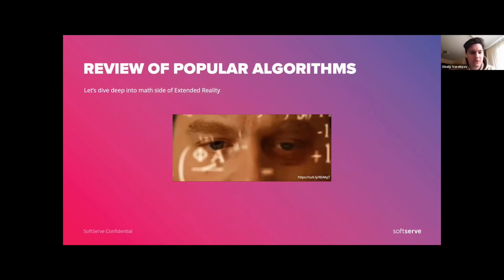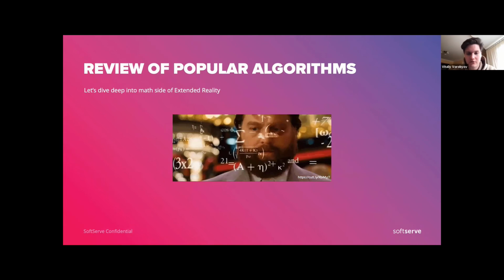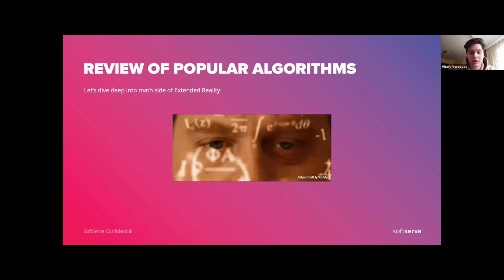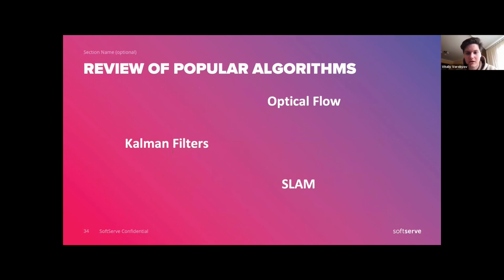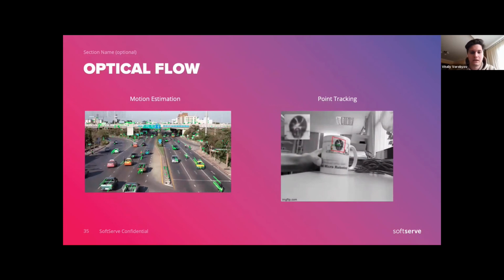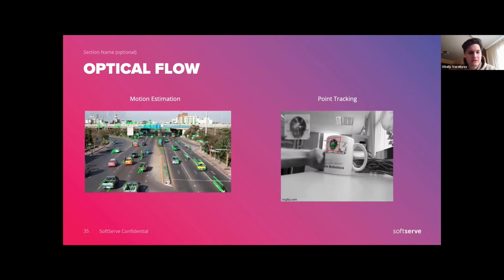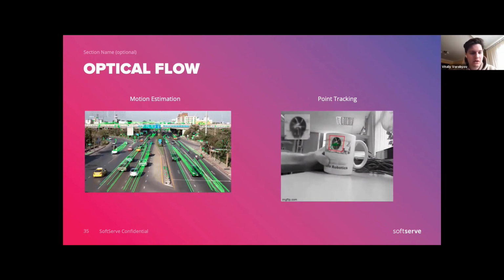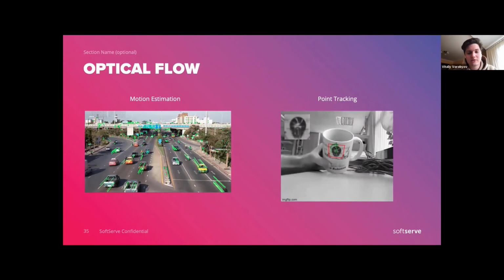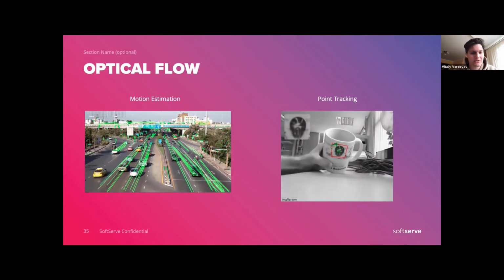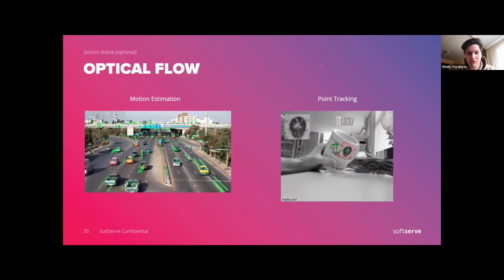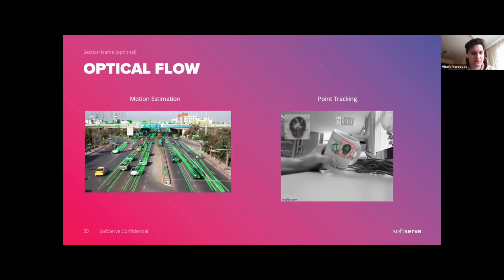Now let's proceed to the next part of our presentation, the review of classic computer vision algorithms, which are widely used in extended reality. I will provide a general review of some of the popular algorithms such as optical flow, Kalman filters, and SLAM. So let's start. The first algorithm is optical flow. Nowadays, it is mainly used for motion estimation, but we can rewrite this problem a little bit and try to use this motion in order to solve the problem of point tracking in augmented or mixed reality.